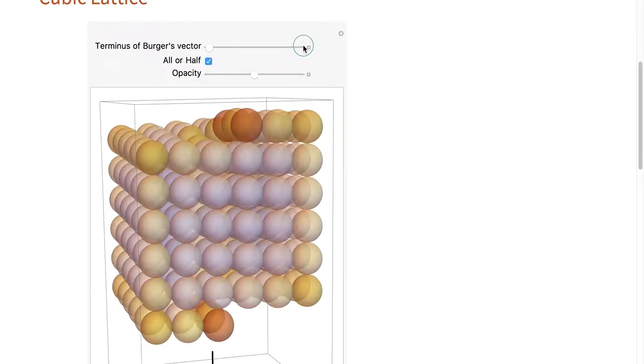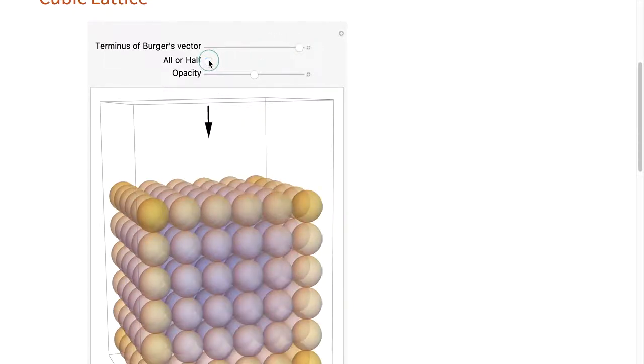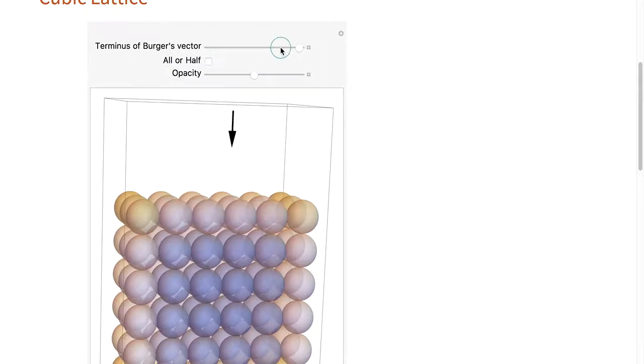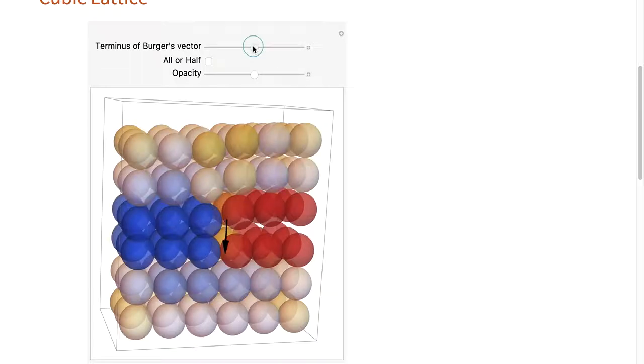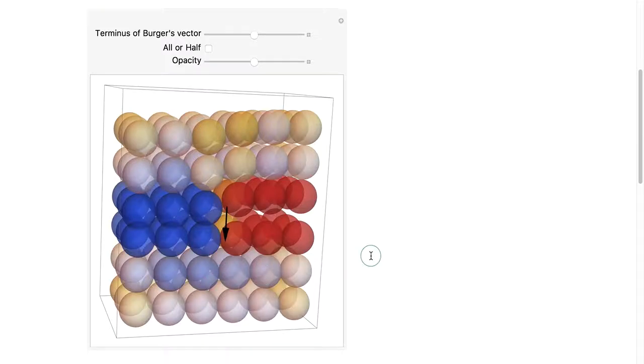Now, if I only look at half the atoms, and I start moving my Burgers vector terminus through, you can really see how the blue or low energies are where the atoms are being squished together, and the red is where they're being spread apart. And above where the terminus has passed through, you have this geometry of a screw dislocation, and below you still have the cubic geometry of a cubic lattice.